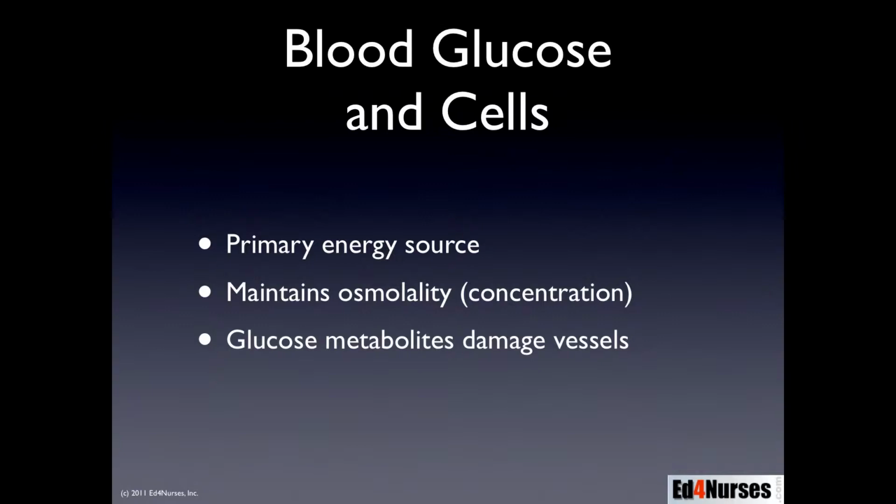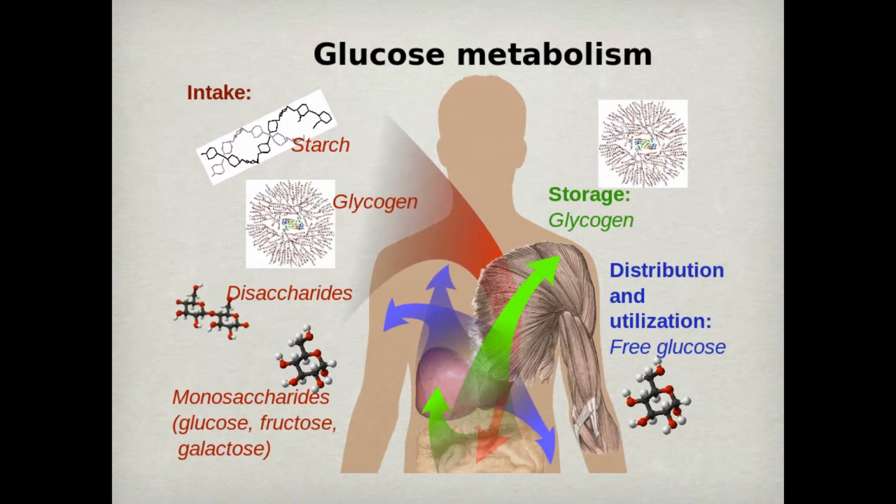Thirdly, glucose metabolites can damage blood vessels. This is what happens when our patients have hyperglycemia for a long period of time. So let's take a look at that first piece there with our glucose metabolism.